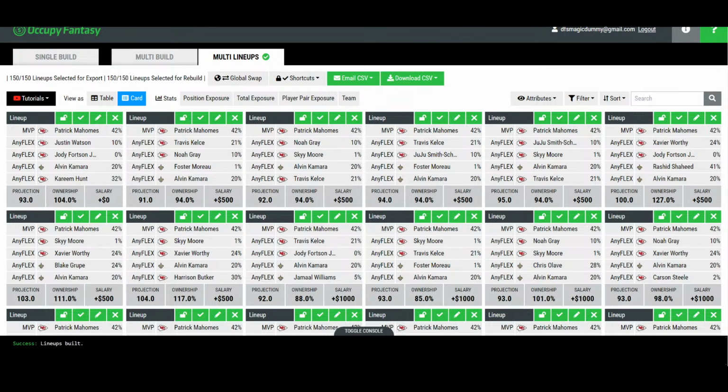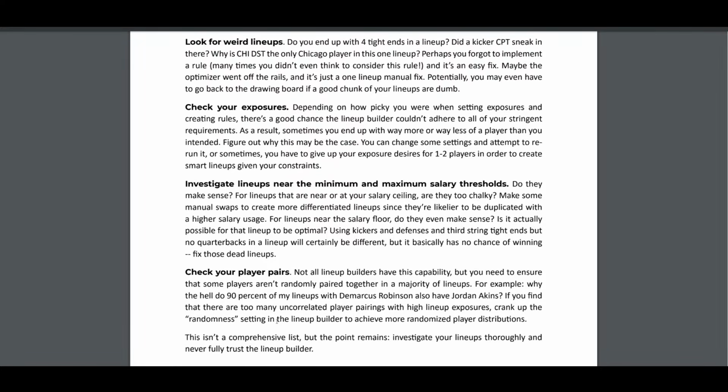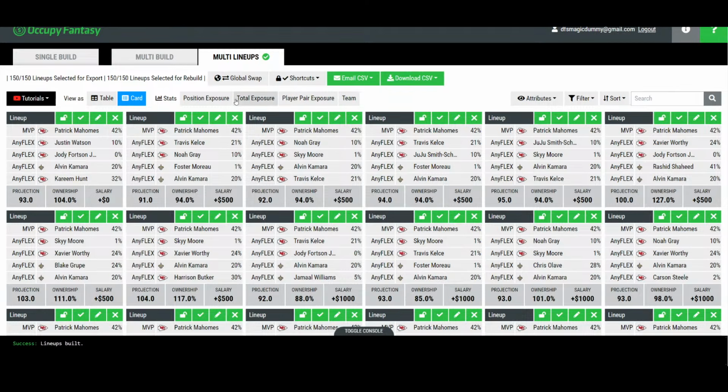Let's check one final thing. Check our exposures and our player pairs. Remember, this isn't a comprehensive list. There are other things you can check, and as you build lineups or just look through your lineups, you'll see that maybe some other things need to be added to the list. Let's go here. We'll go to our total exposure.